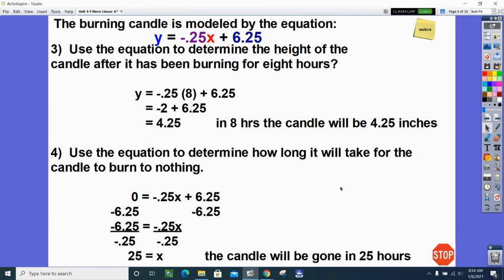So now it's your turn to practice. And like I said, when I see you next, we'll talk these through a little bit more. And then we're going to be heading into parallel and perpendicular land.